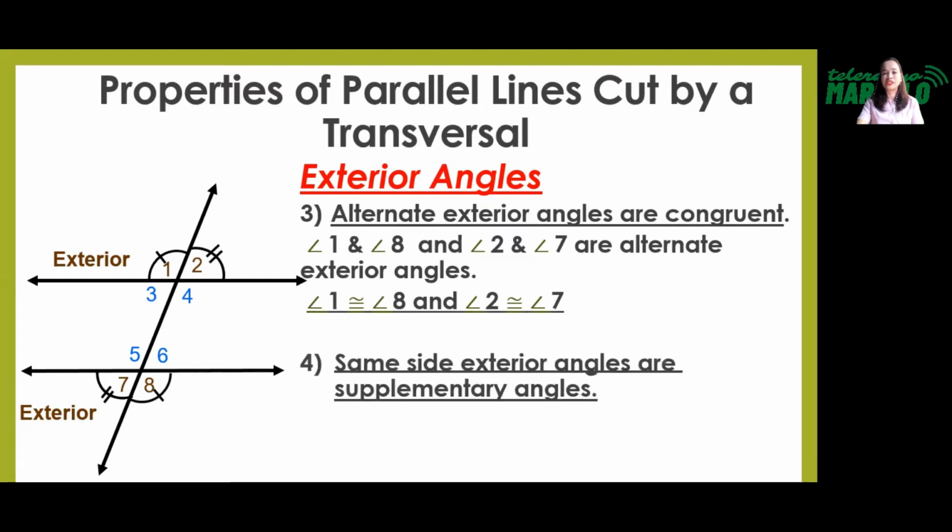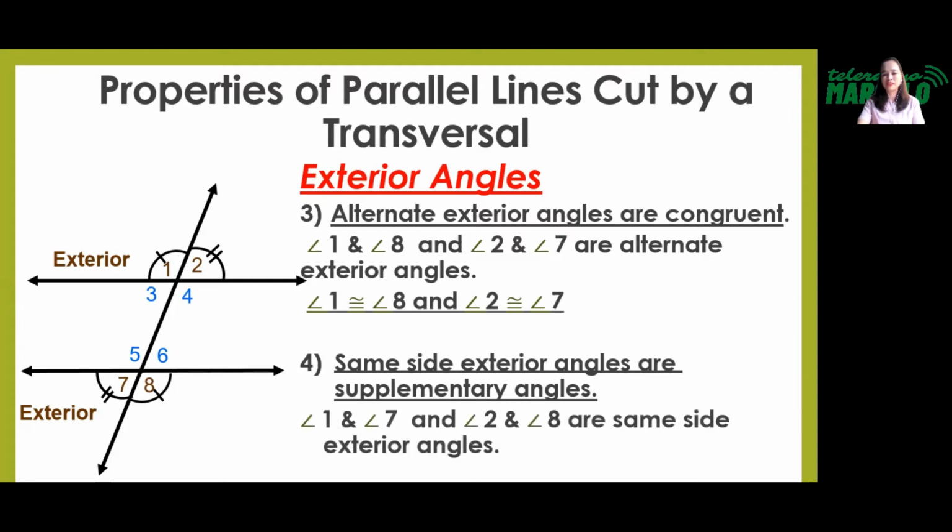Number 4, the same side exterior angles are supplementary angles. So same side exterior angles, we have angle 1 and angle 7, and angle 2 and angle 8 are same side exterior angles, and they are supplementary, so that the measure of angle 1 plus the measure of angle 7 is equal to 180 degrees. And the measure of angle 2 plus the measure of angle 8 is also equal to 180 degrees.